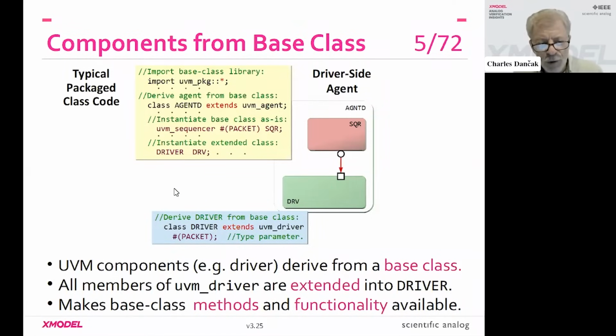Let's look at 2 use cases. Simplest one, we may use a base class as is without any customization. And here we're using the sequencer base class. We don't need anything fancy. In this simple example, we're not looking at round robin or any other kind of arbitration between sequences. So we can just instantiate it as a plain sequence SQR.